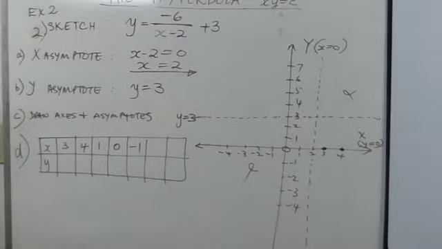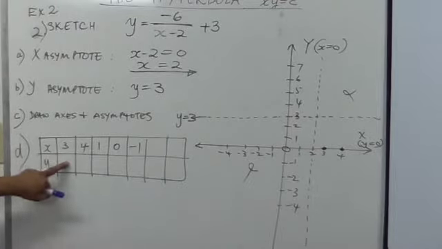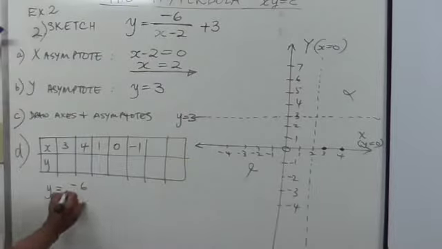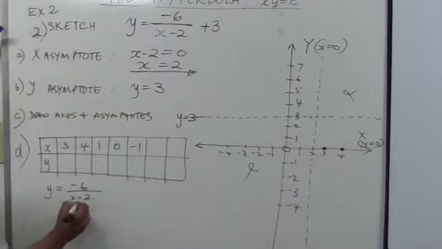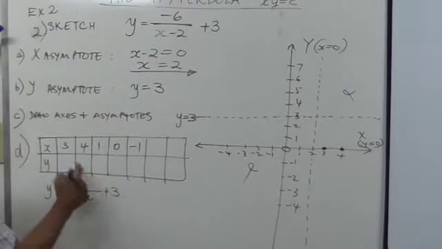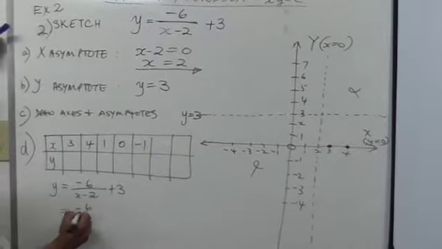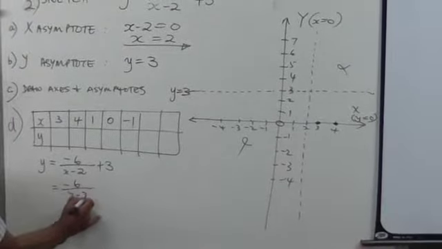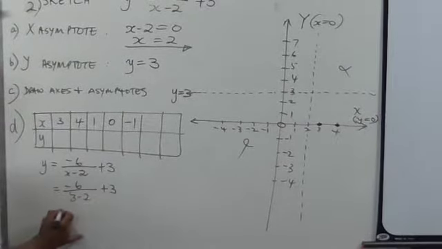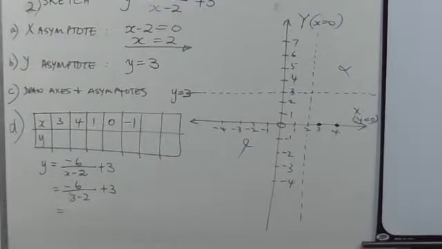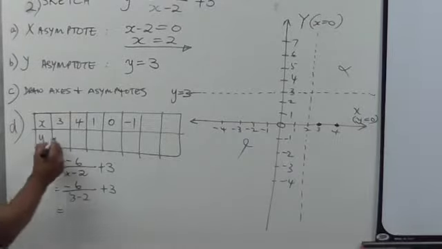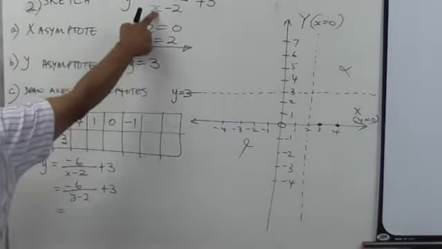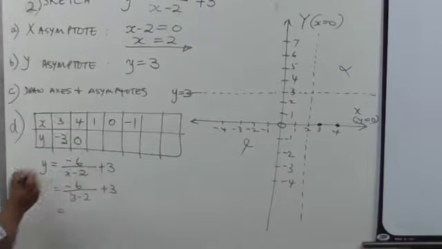Right, let's see if we can manage with that for the moment. So when you put 3 into your y is equal to minus 6 over x minus 2 plus 3, you'll put in your 3: minus 6 over 3 minus 2 plus 3. Put it into your calculator and you will end up with minus 3. Similarly, when you put 4 inside here, you'll end up with 0.